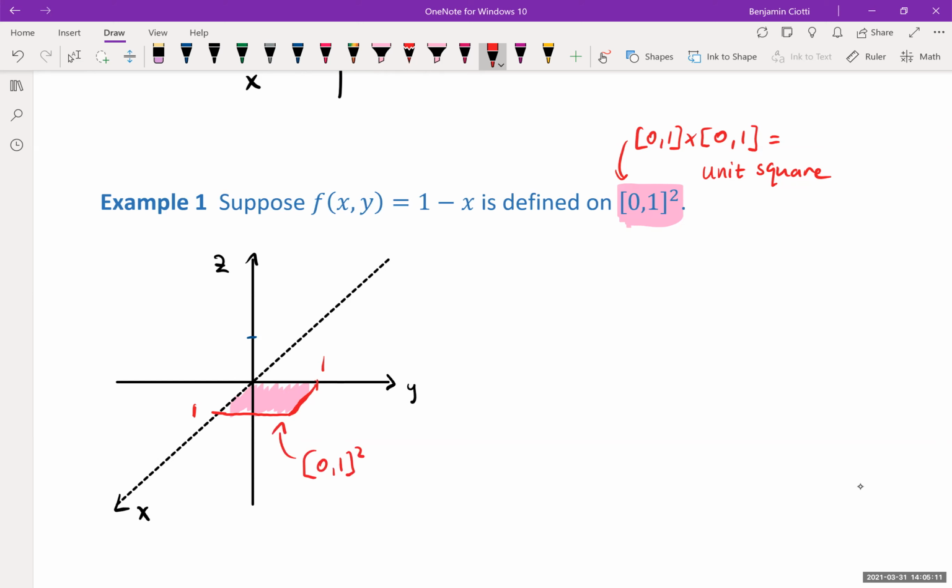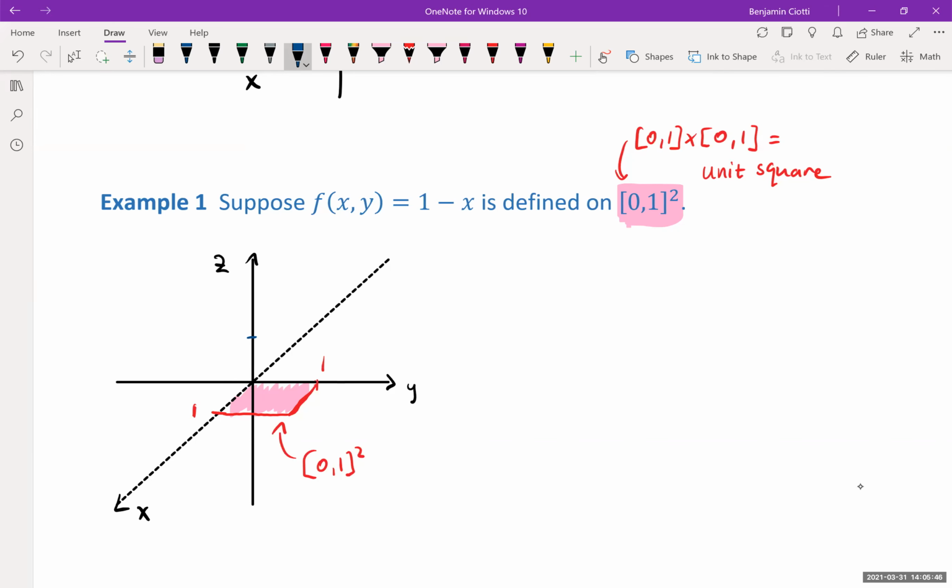Can someone tell me what the graph of this function looks like? Milan? It would be a plane, only dependent on the x variable. Yeah, it only changes with x. It's flat. If you move in the y direction, the function doesn't change.